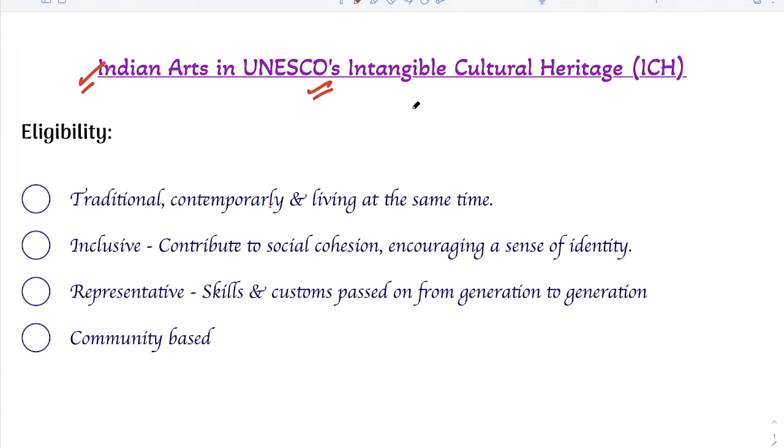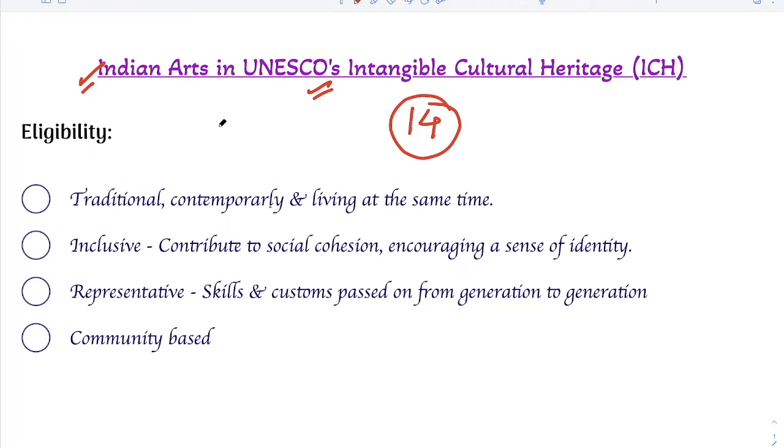Okay, there are a total of 14 Indian art forms in UNESCO's ICH. We will discuss each and everything, not in detail but small things, and at last I'll definitely tell you the trick to remember all these 14. This trick is very important for most of the central government exams and also for state government exams which have art and culture in their syllabus.